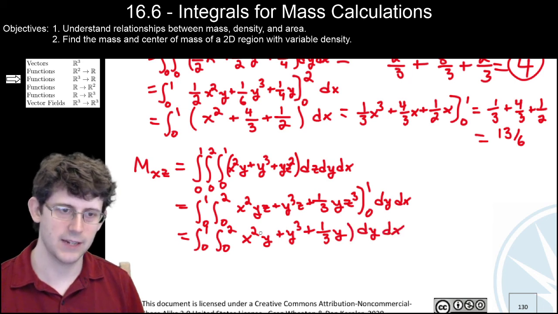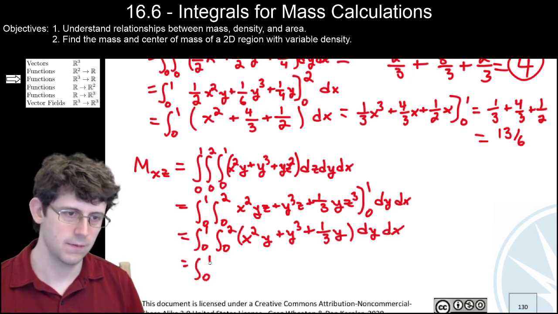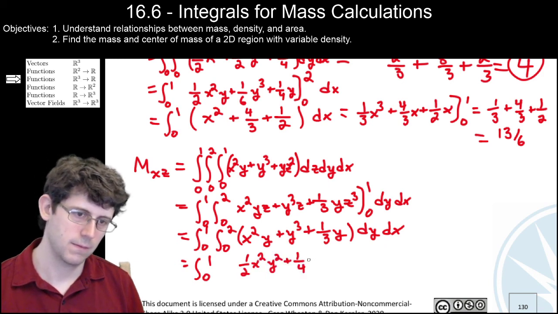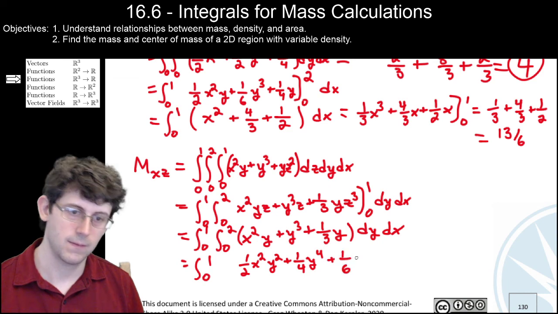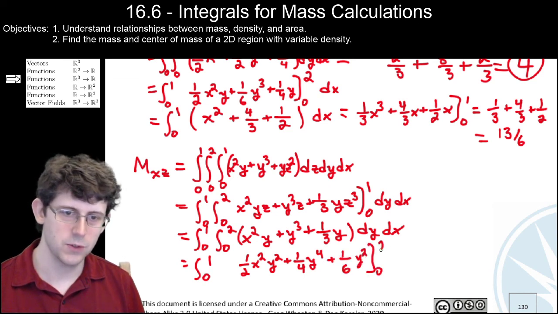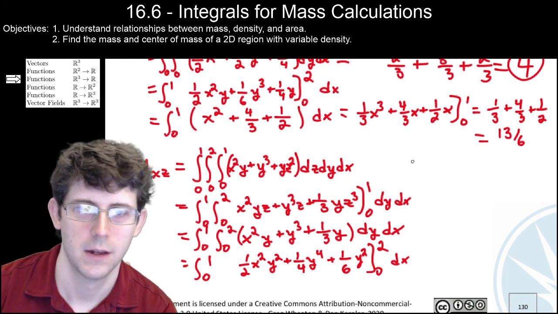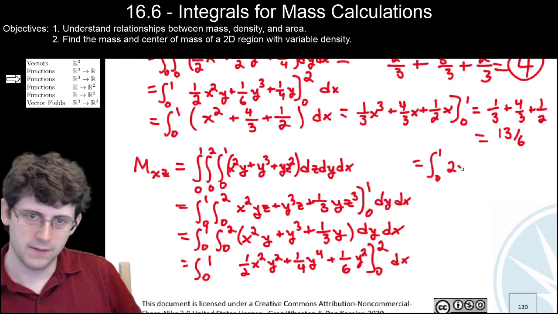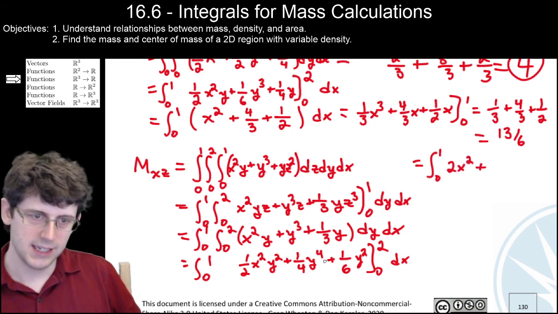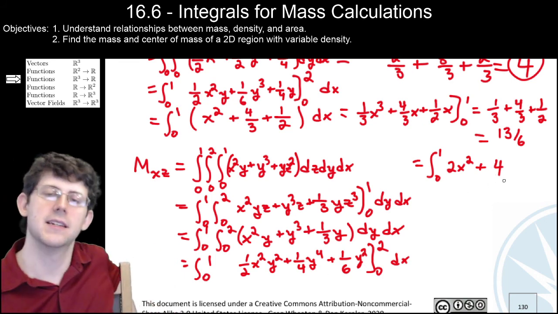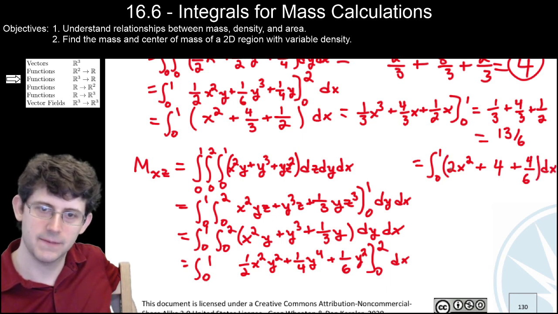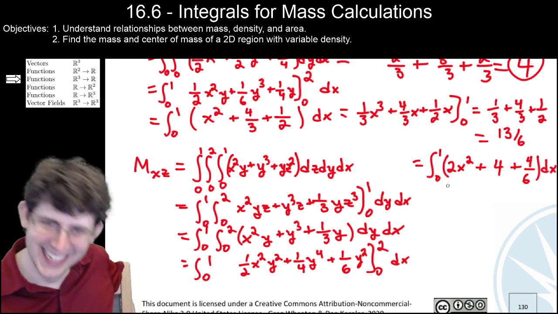Did the z integral. Now let's do the y integral. Y goes from 0 to 2. The x integral is still waiting for us. So I have 2x squared, 16 fourths, and 4 sixths. Will I learn my lesson? I think I'll learn my lesson and not reduce the fraction. Let's see if I get rewarded later. No, I won't. Too bad.